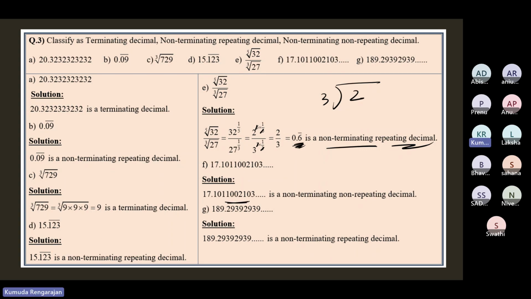This one is non-terminating, non-repeating. This one is non-terminating, repeating because 2939, again 2939. So that means it's repeating. It is 189.2939 recurring. So it's a non-terminating repeating decimal.